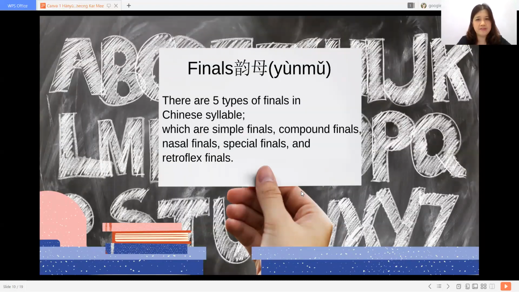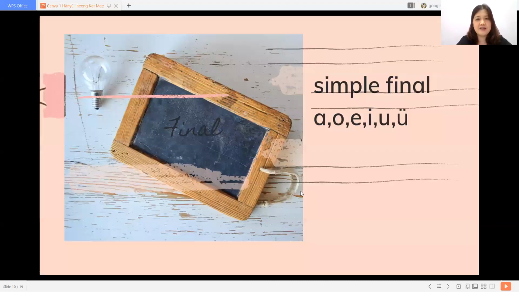How about the finals? We call it 韵母. There are five types of finals in Chinese syllables, which are simple finals, compound finals, nasal finals, special finals, and retroflex finals. It's different compared to the initial just now. The initial on its own, we couldn't pronounce, but we can pronounce the finals.